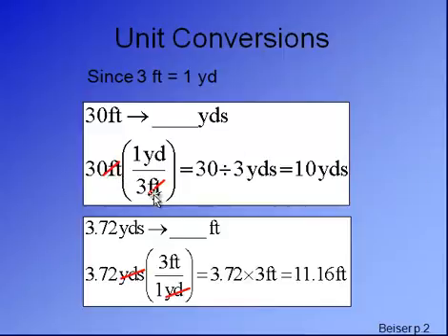If you want to cancel feet, put that same unit opposite. If this one's on the top, put the other one on the bottom, like that. And then whatever number is here, you multiply by. Whatever number here is, you divide by.